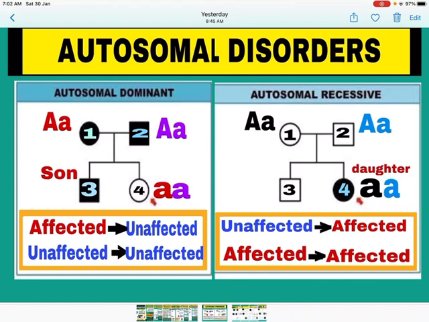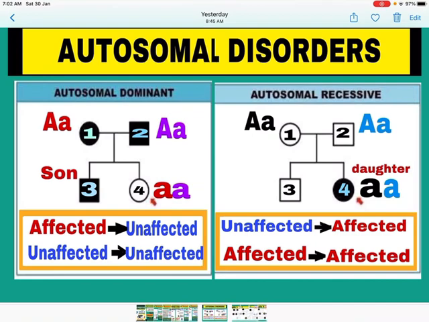Now come to rule number 4 for autosomal recessive. See the second pedigree. Here unaffected parents 1 and 2 are having affected child number 4, and also if parents are affected, then all children will be affected. Note this rule 4 for identification of autosomal recessive disorder in pedigree.